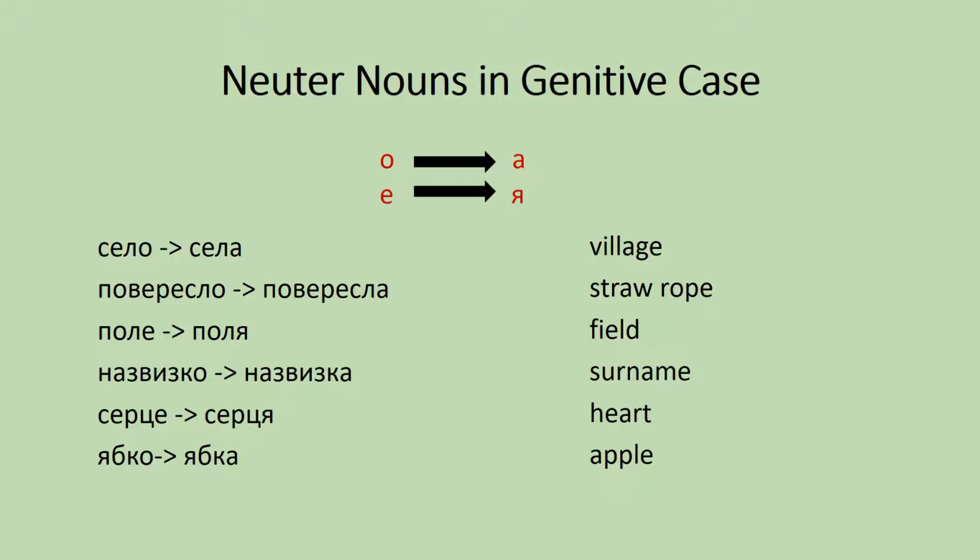Nazwisko, meaning surname, becomes nazwiska. Serce, meaning heart, becomes serča. Jabko, meaning apple, becomes jabka.